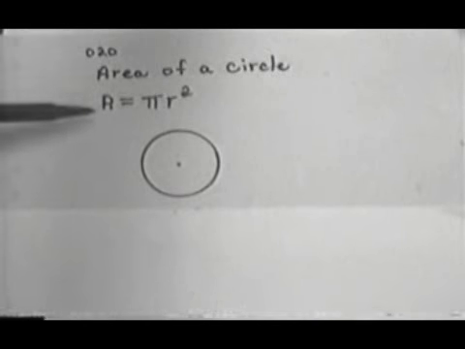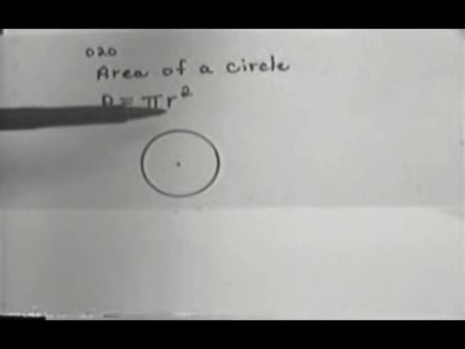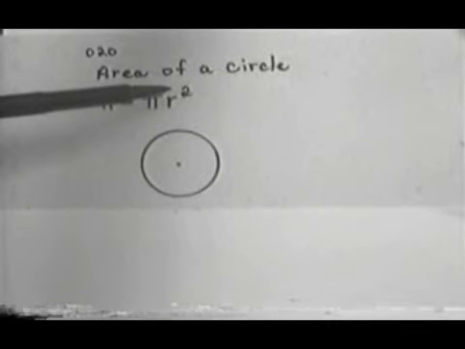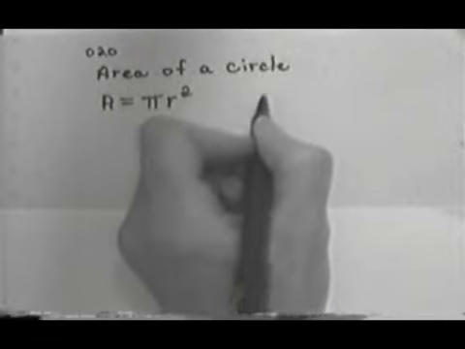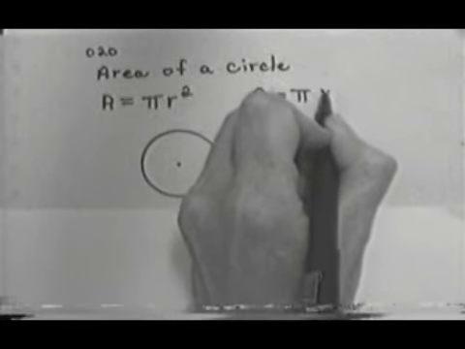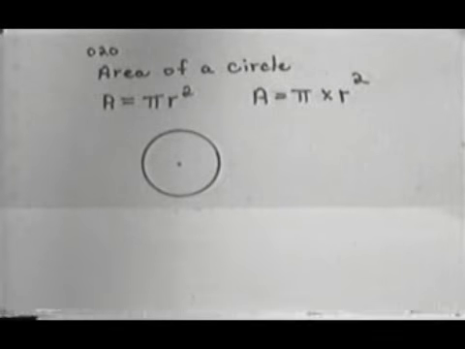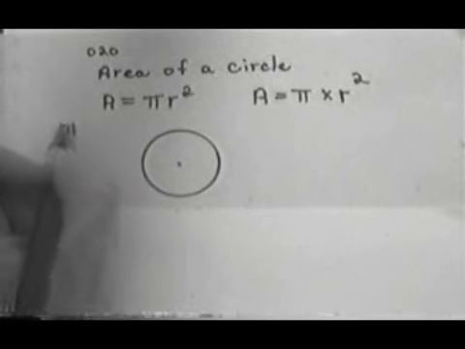The formula for the area of a circle is area equals pi r squared, which means your area is equal to pi multiplied by that radius squared. That's what you're doing when you're finding the area. That's the area formula.